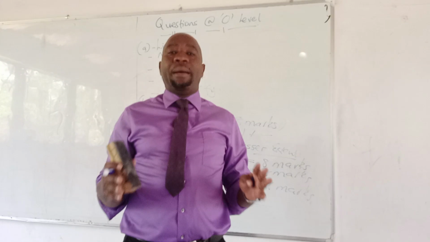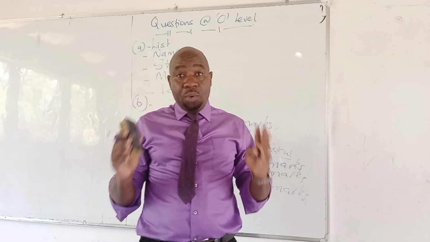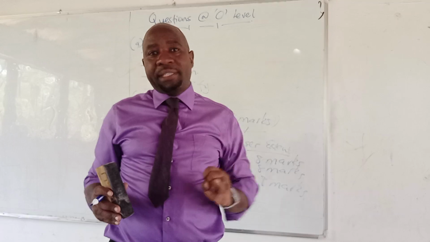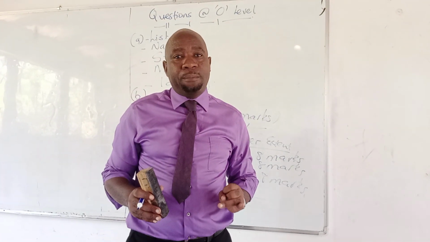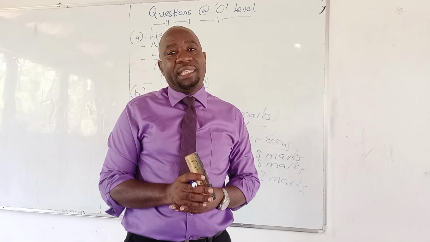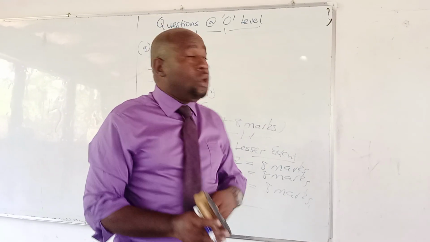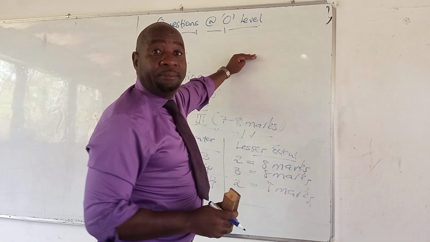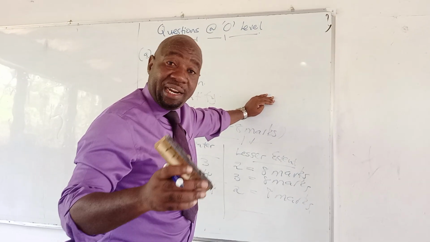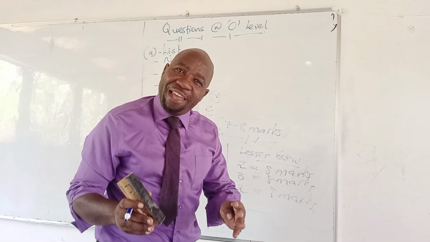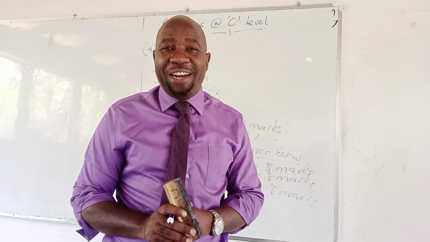So we have talked about what should be done when you answer questions at all levels: part A, which carries 5 marks, part B, which carries 12 marks, and part C, which carries 8 marks. So for you to get 25 out of 25, you are supposed to answer part A thoroughly, part B thoroughly, and also part C thoroughly. That is what we have on answering questions at all levels.